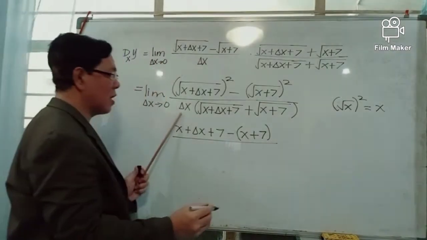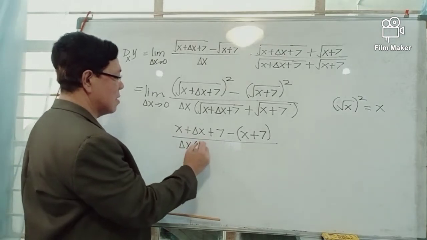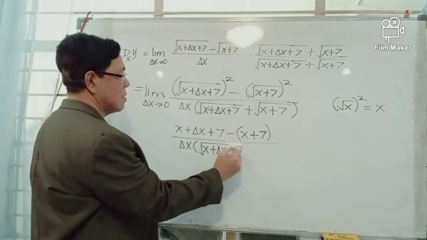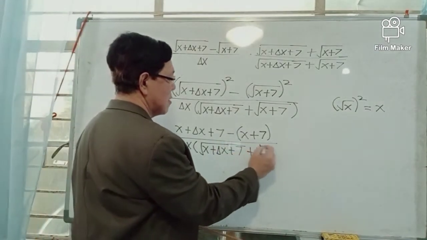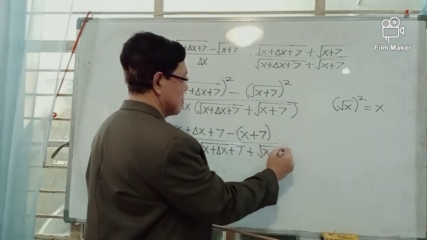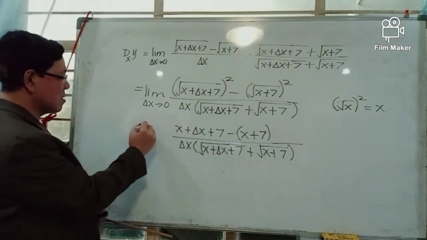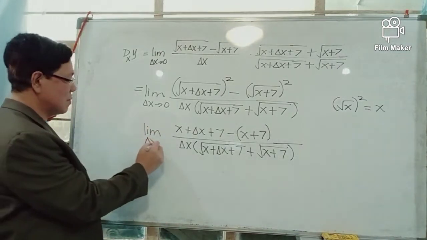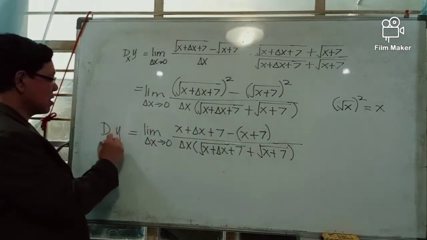All over delta x times the root of x plus delta x plus 7 plus the root of x plus 7, and we take the limit of this as delta x approaches 0. And that's the derivative of y with respect to x.